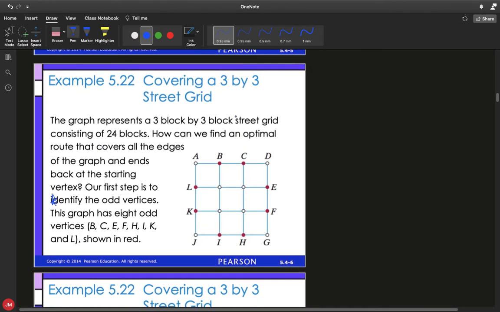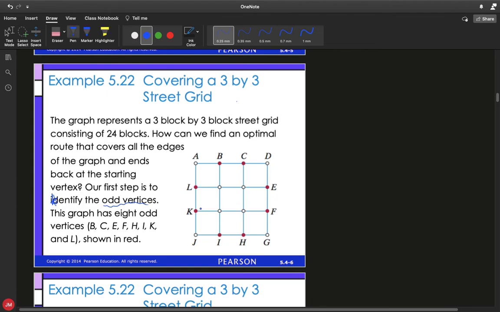All right. So to see an example of this, say we're looking at a 3x3 street grid. We've got an example of one right here where you've got quite a few vertices, A, B, C, D, E, F, G, H, I, J, K, L, as well as some vertices in the middle. So the first thing you would want to do when Eulerizing a graph is to identify all of the odd vertices. And what this slide has done for you in this graph is they've gone ahead and labeled each of those odd vertices. So those are the ones with the red fill-ins on them. So B, C, E, F, H, I, K, and L.